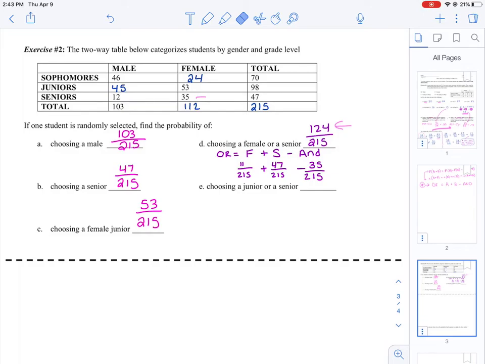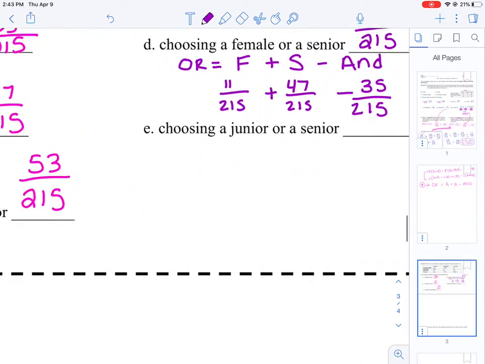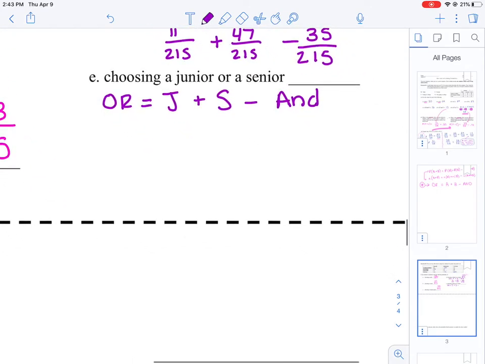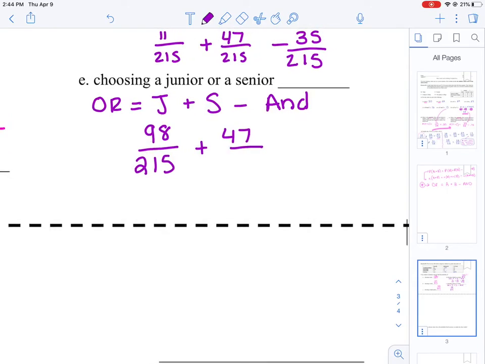Okay, last one, E, choosing a junior or a senior. Again, if I'm doing an "or," what am I finding here? Junior plus the senior, and I need to subtract that "and," or the overlap. So in this case, my juniors, if I look at the table above, I get 98, and I'm going to divide that by the total 215. Again, there are 47 seniors, and I'm dividing that by the 215.